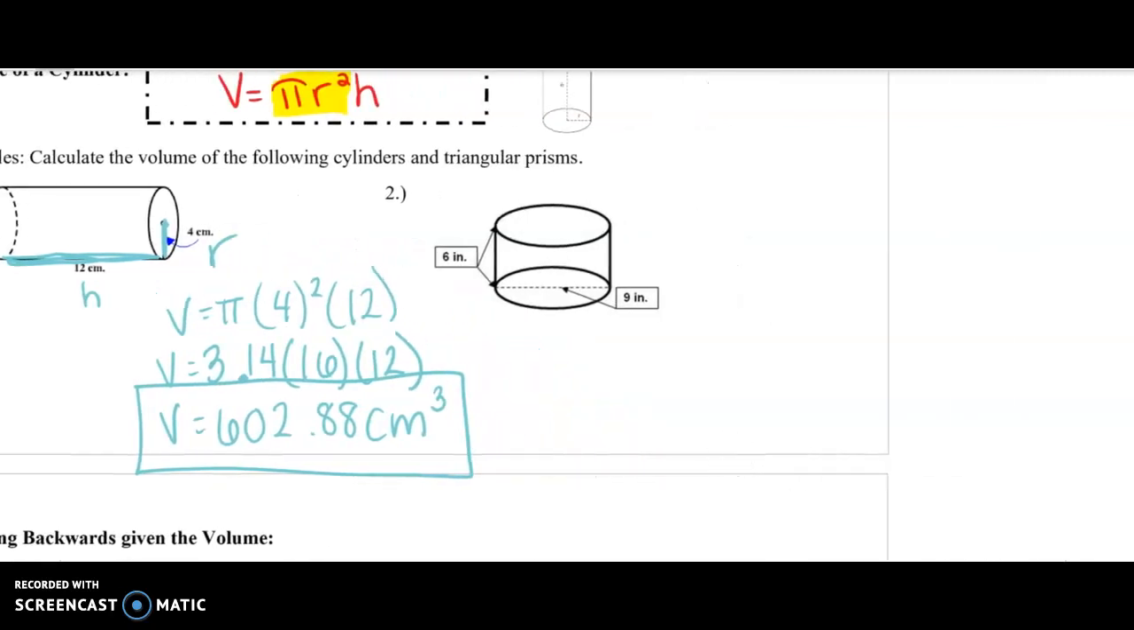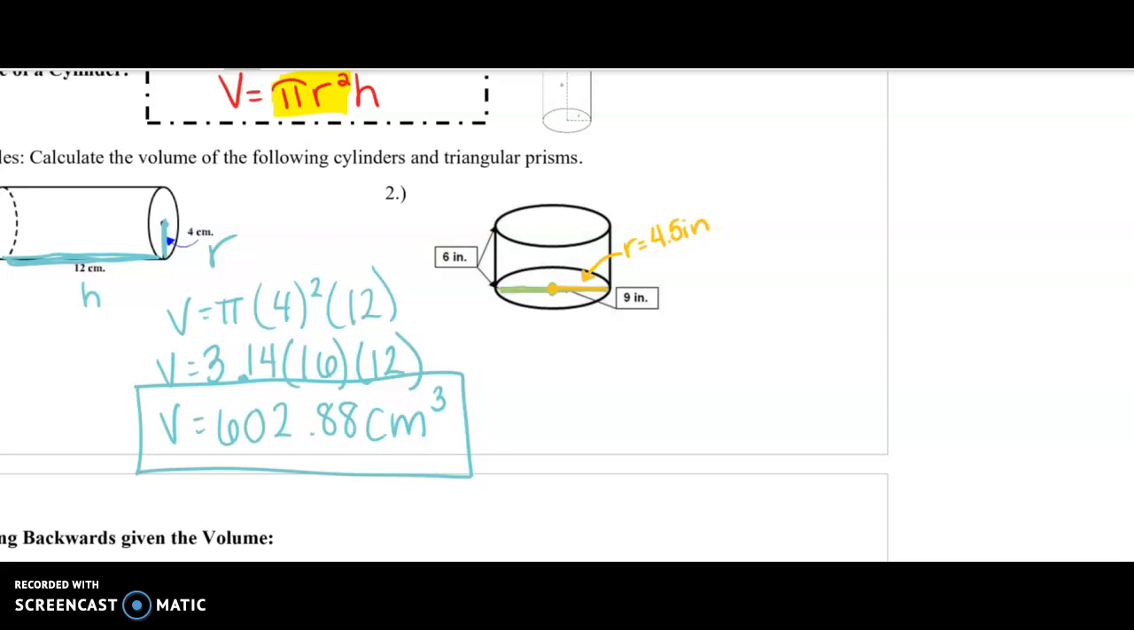Number 2, here in this one, they're actually giving us the diameter. We don't want the diameter. We just want the radius. So in order to get the radius, I need to cut my diameter in half. So my radius would be 4.5 inches. Okay, so you just have to be careful with what it is that they're giving you.